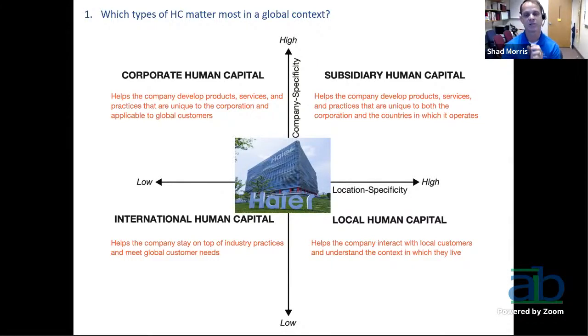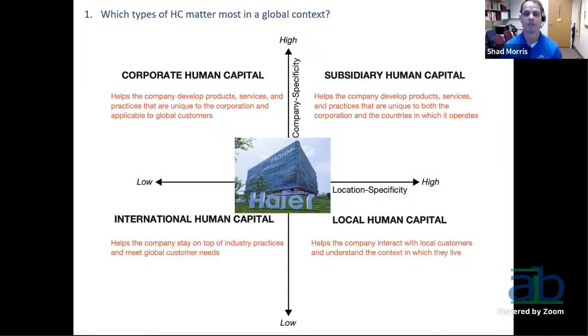Next, if you move up to the top right quadrant, you see subsidiary human capital. This is the quintessential component for creating competitive advantage for MNEs. When you combine location-specific knowledge with company-specific knowledge, you get employees with subsidiary human capital. Subsidiary human capital is company knowledge within a location-specific context.